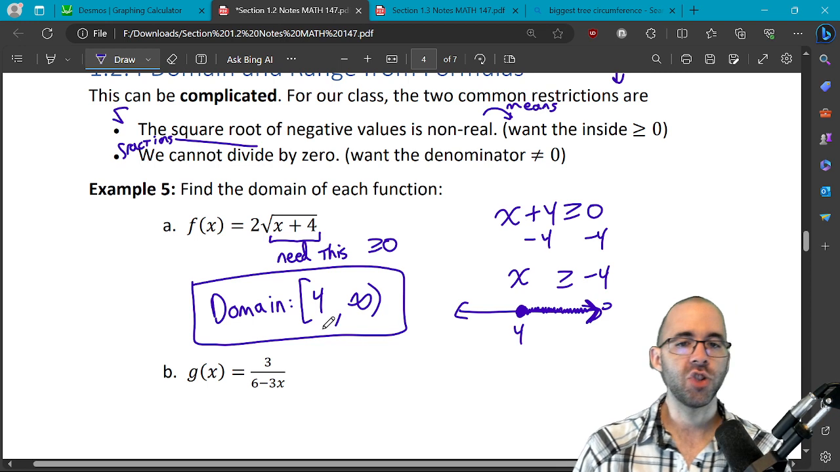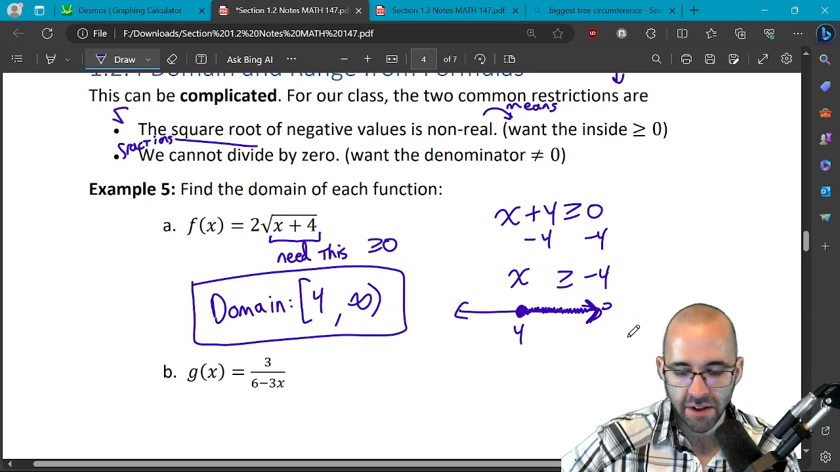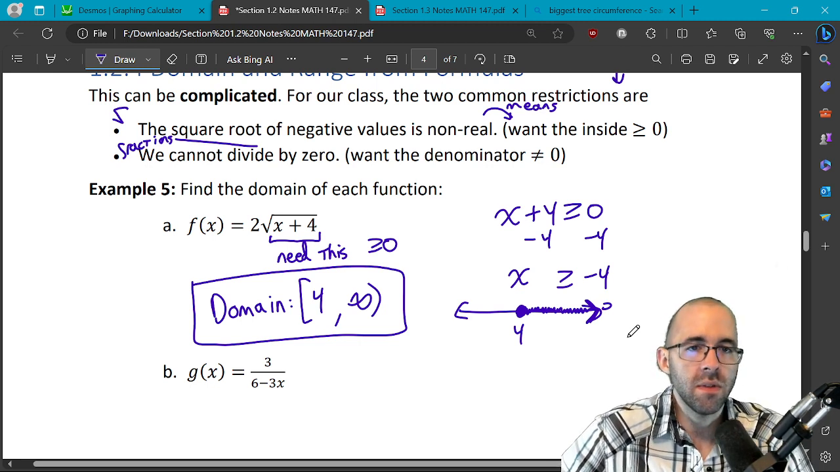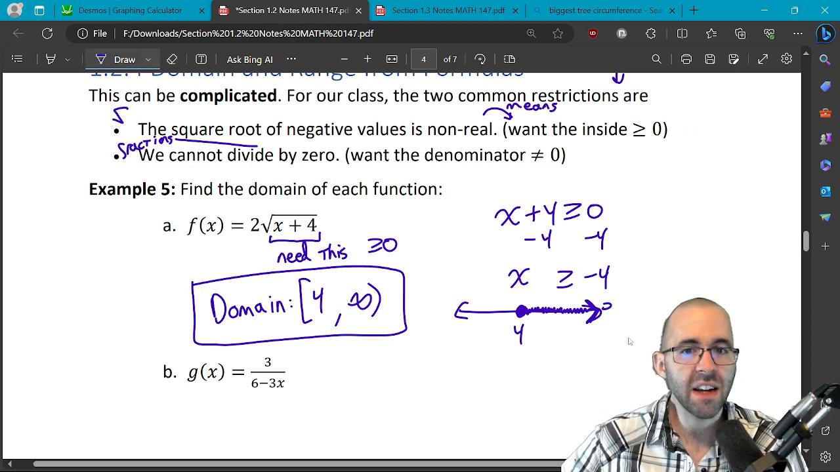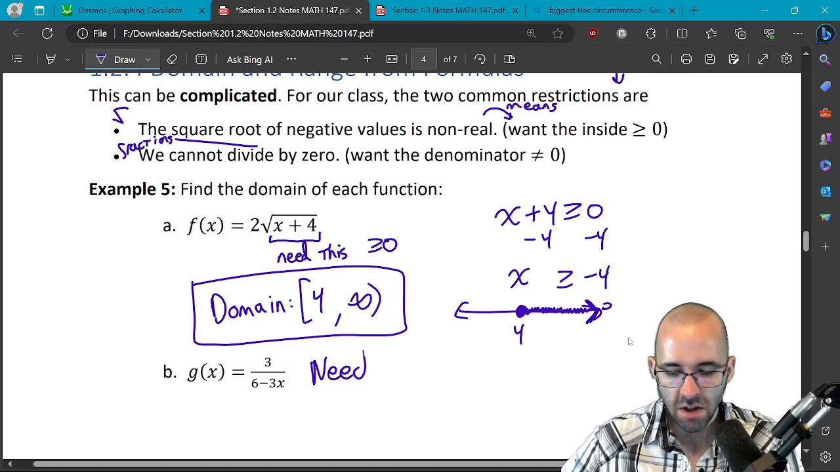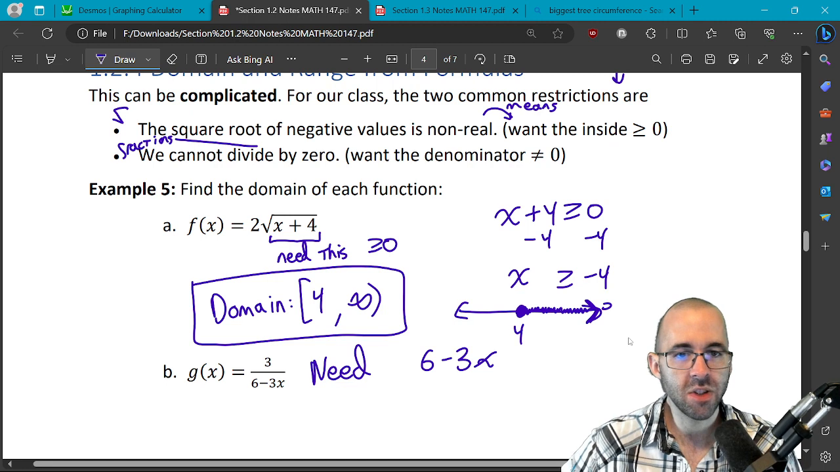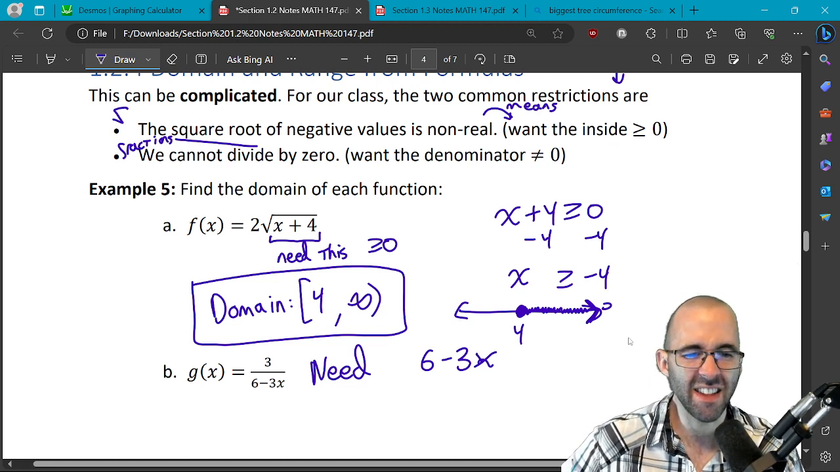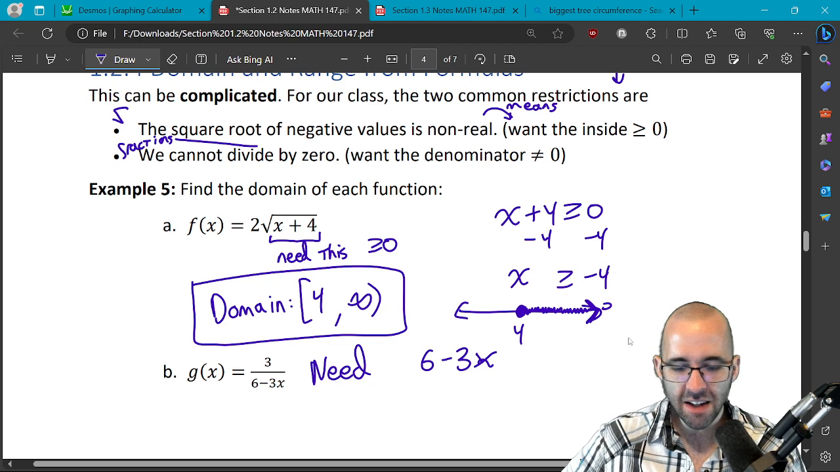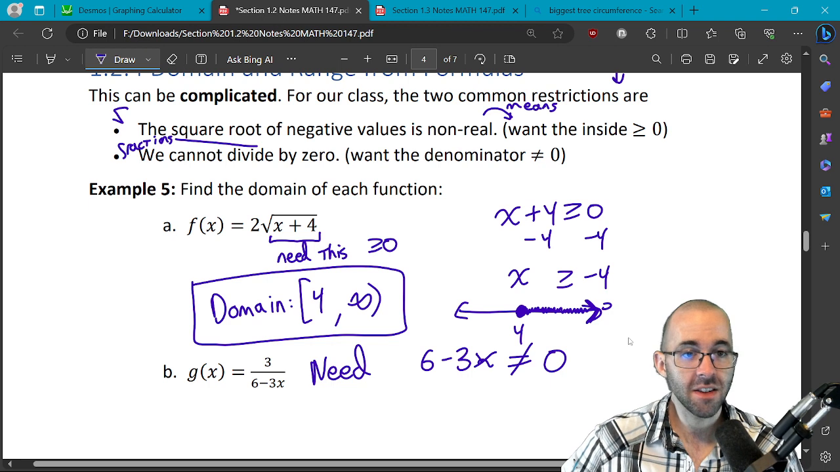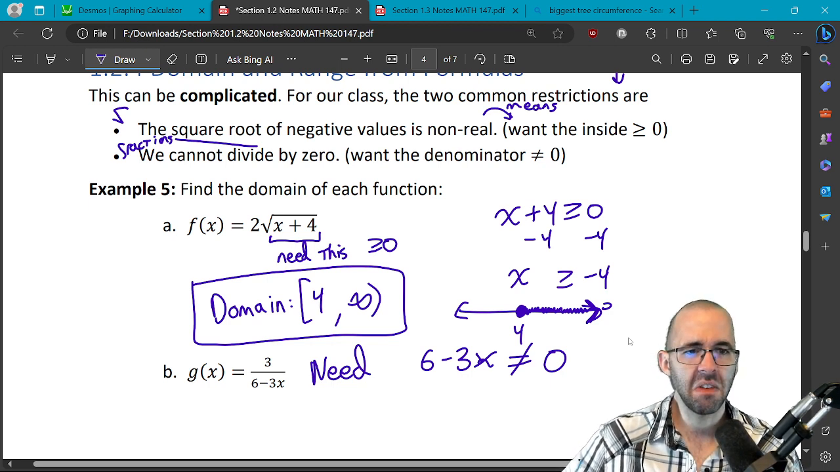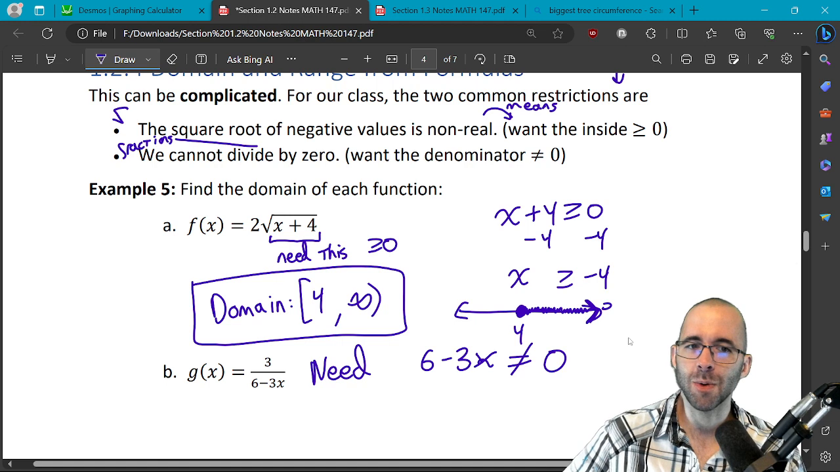This is another function called g. This function says you take 3 and then divide that 3 by 6 minus 3x. So there's no square root, so we don't have to worry about this first condition. The only thing is there is a fraction, so we have to make sure that the denominator is not equal to 0. So we need the denominator, which is 6 minus 3x, to not equal 0. Well, we've got to solve this inequation, this unequation, not equal to.